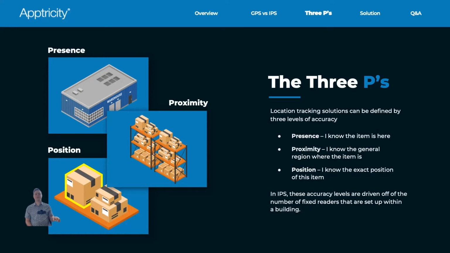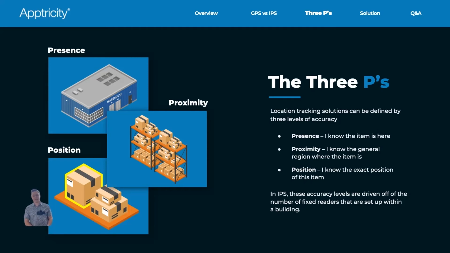Proximity would be, I know it's in the northwest quadrant. Or maybe I know it's in the southeast quadrant. Again, that may be valuable enough to have that information to be able to go find, because that's ultimately what this IPS system does. In terms of proximity, it gives you the general neighborhood of where it might be, and then you can go visually confirm, yes, I see it, it is here, right? Whatever it is you're trying to track.